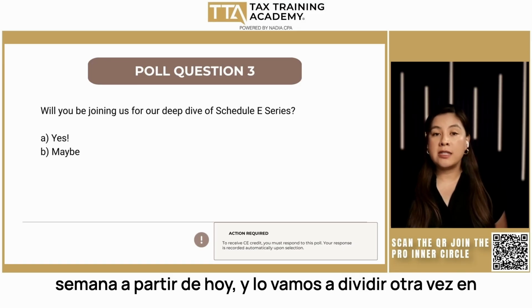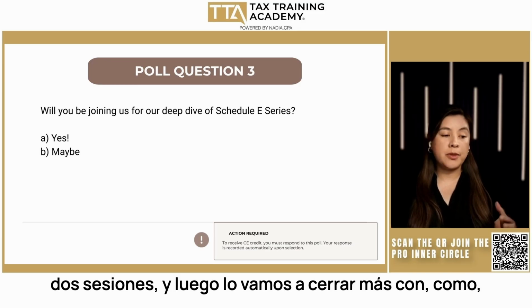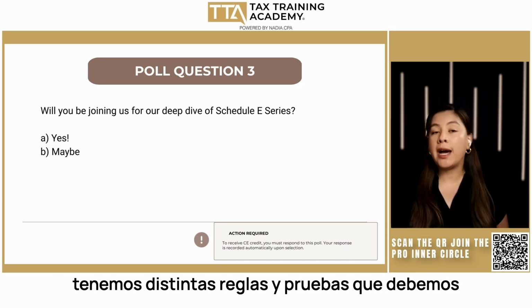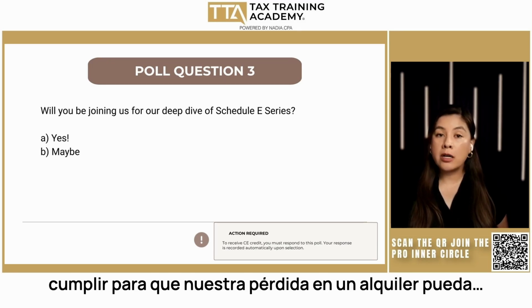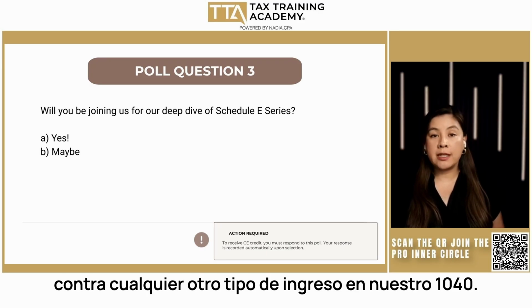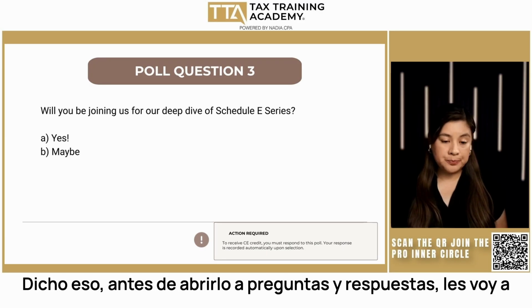And then we are going to end it more with active participation and at-risk rules, because we have different rules and tests that we have to pass in order for our loss on a rental, or even on a Schedule K1, to be able to be deducted against any other type of income on our 1040.